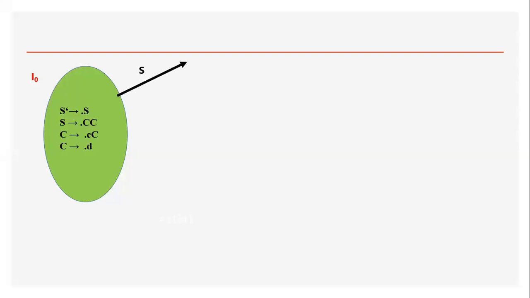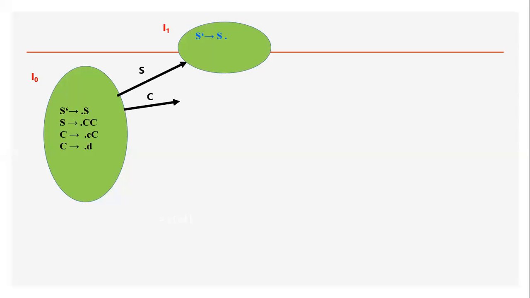If you are applying goto, it moves to another state with S' derives S dot. Only one S is there, so you will get only one production. So the dot is at the end. I am highlighting it because it is a special case where you will move to the accept state on dollar. Then on I2, is it not?